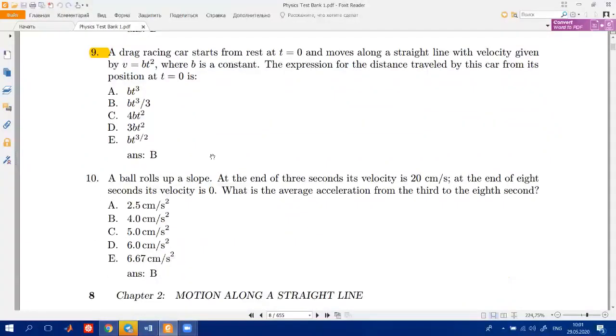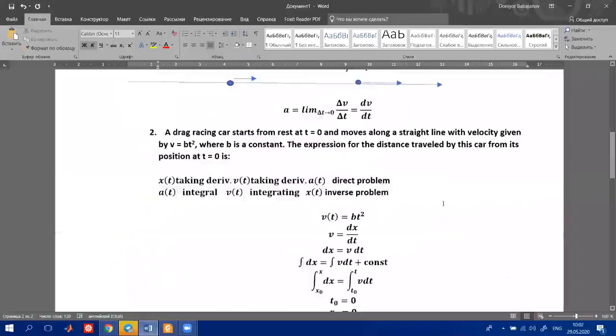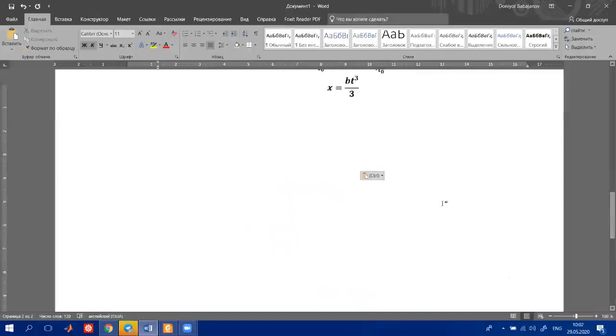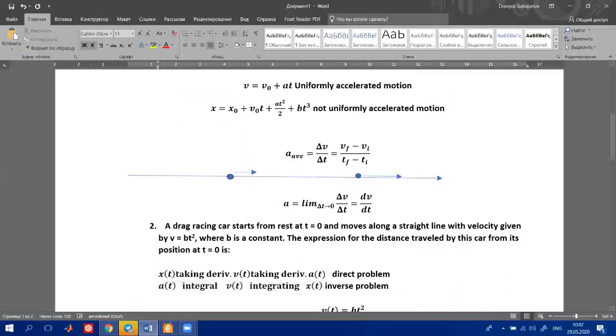Are there any questions? We have 8 minutes to the end of this conference. We planned it for 1 hour, we have half an hour. After this conference ends, I will share another link to a new conference, and then we finish at 10:30. Are there any questions concerning these two problems? If no questions, let's move to the next problem.